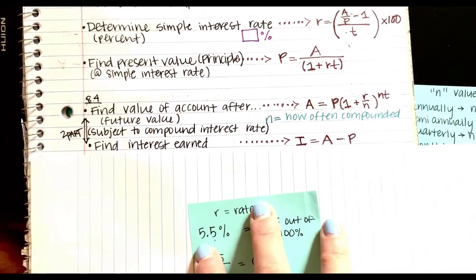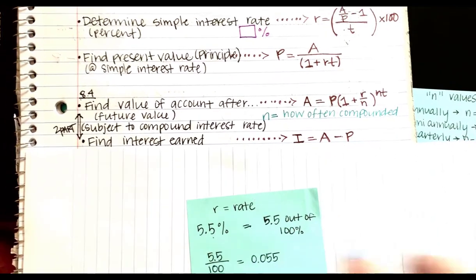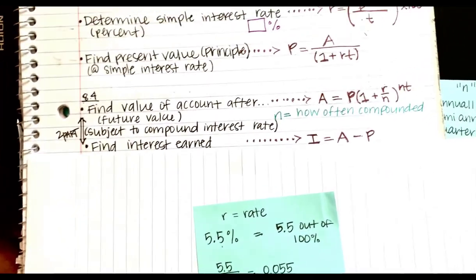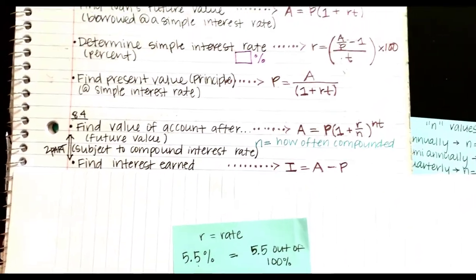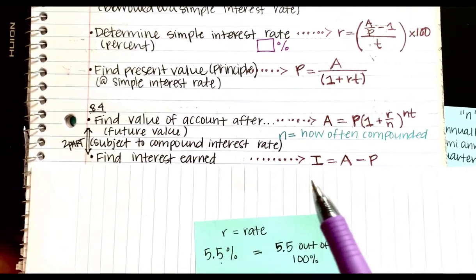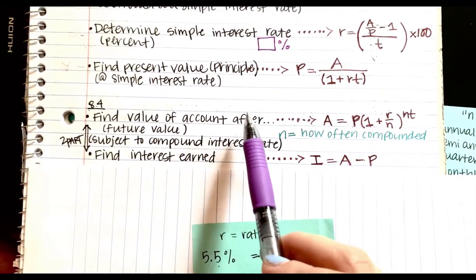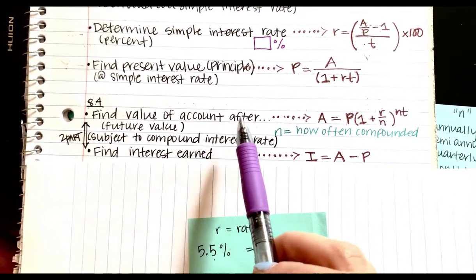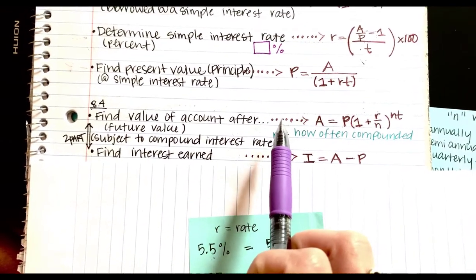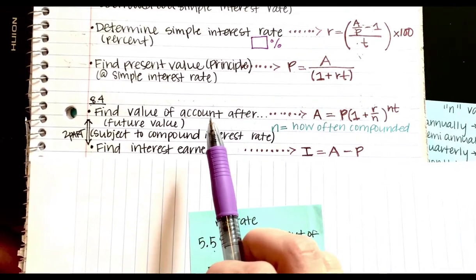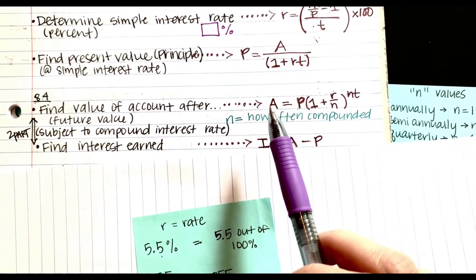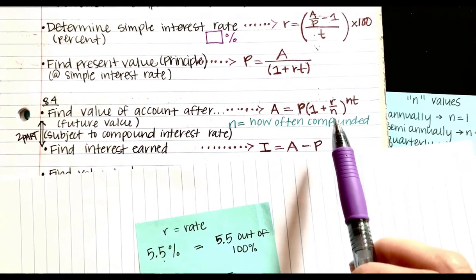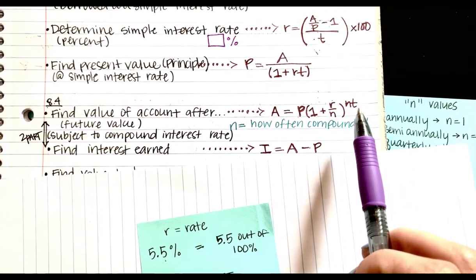Alrighty, that is all for 8.3. Moving on to 8.4. This is the two-part question. They are going to tell you, find the value of the account after so many years. Notice that they do not say find the future value. So anytime they say find the value after so many years, you know that you're looking in the future, because after like 5 years, that's not the present. So we're going to use A equals P times 1 plus R divided by N to the NT power.